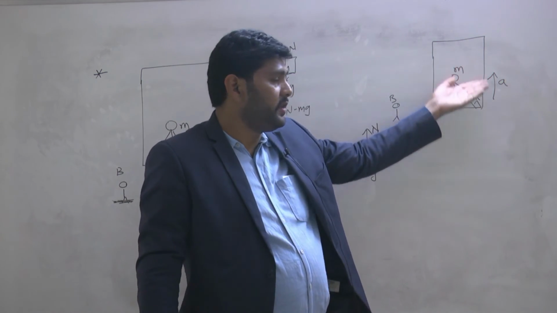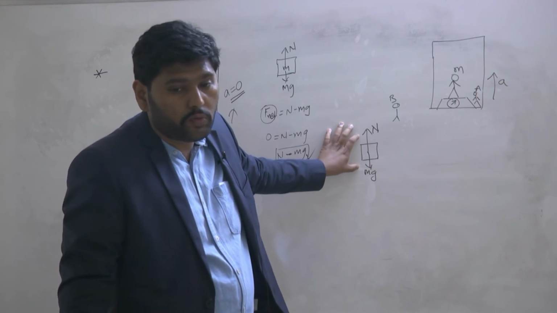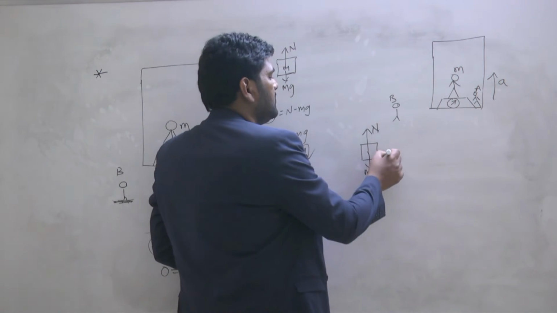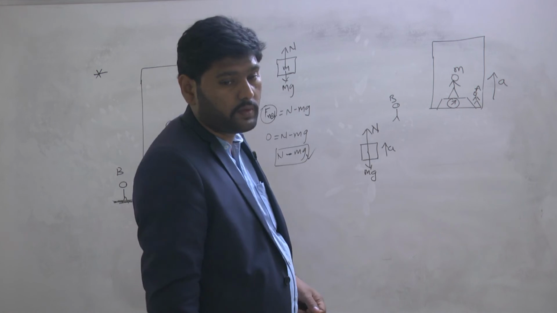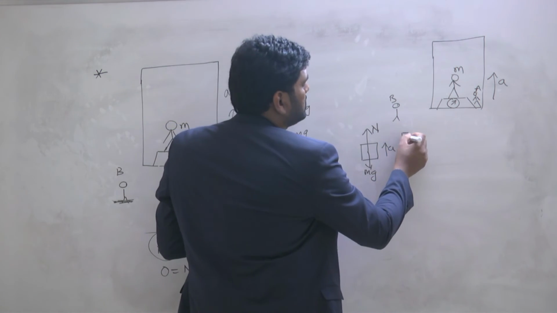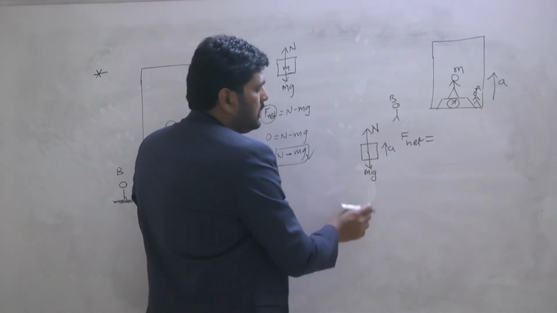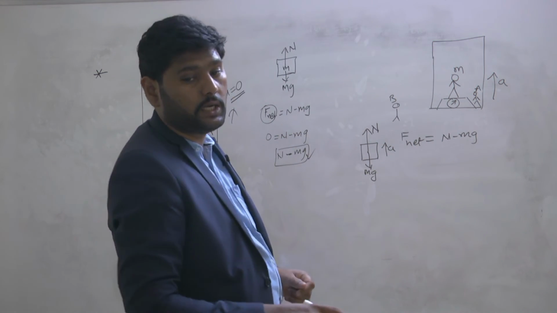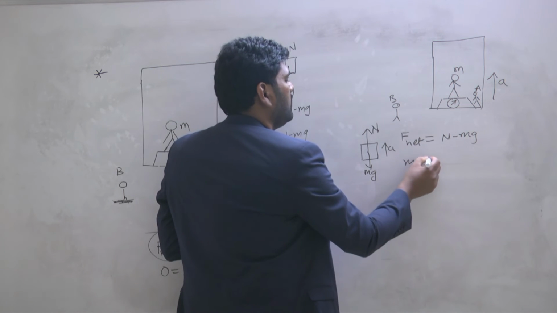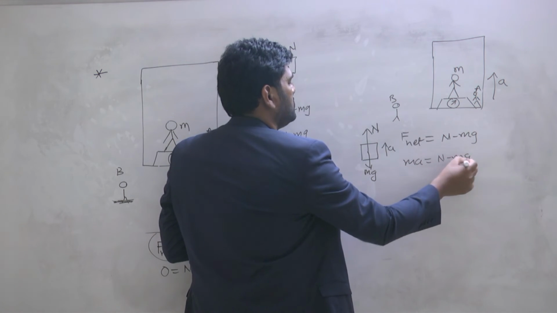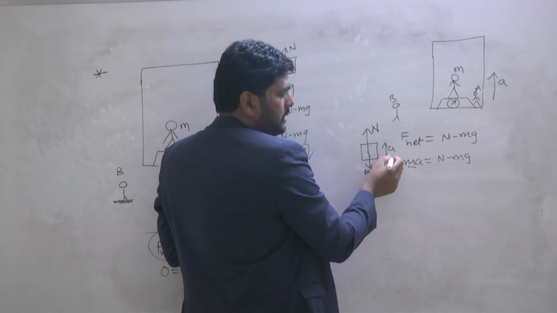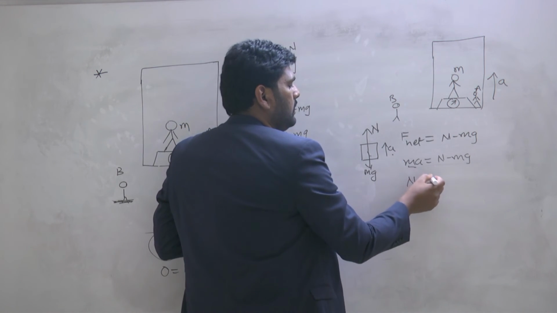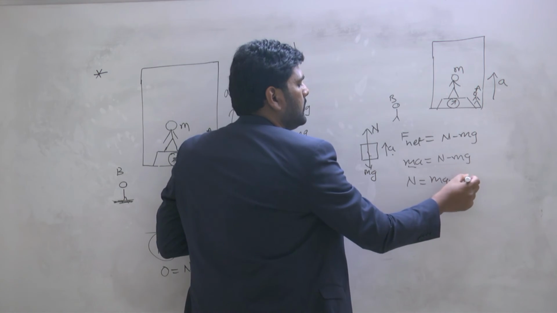As a whole the lift is moving upward, which means this man also moves upward. So with how much acceleration is it moving? With acceleration a. In that case, net force acting on the body is N minus mg. But what is net force according to Newton's second law? ma. So ma is equal to N minus mg. Here m is the mass of the body, a is the acceleration of the lift. Finally, normal reaction is equal to mg plus ma.